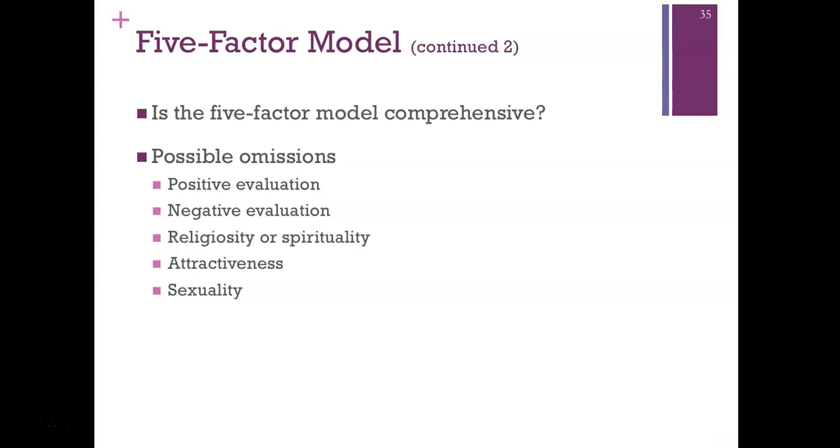So again, maybe the initial item pool didn't include items related to these types of factors or characteristics. So they weren't included in the factors because they weren't included in the initial pool. One thing that you have to be very careful with when doing factor analysis is that you have a really extensive, comprehensive pool of items. Otherwise, you run the risk of missing out on potential things.